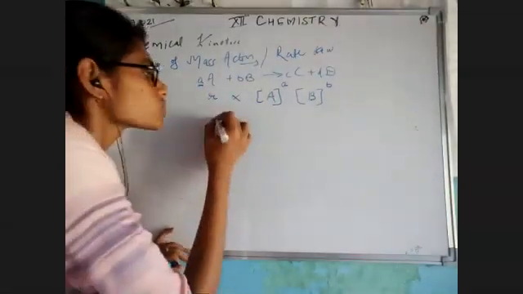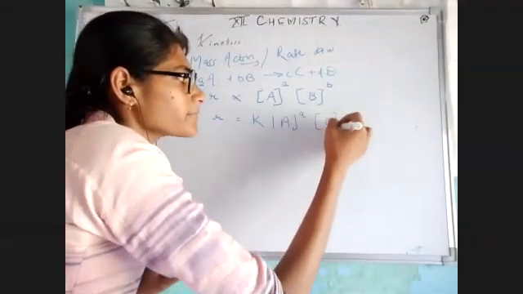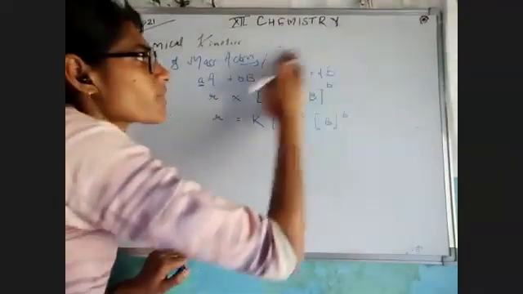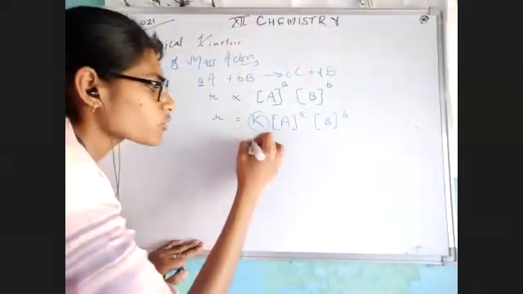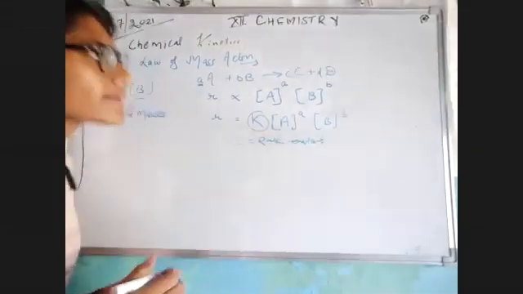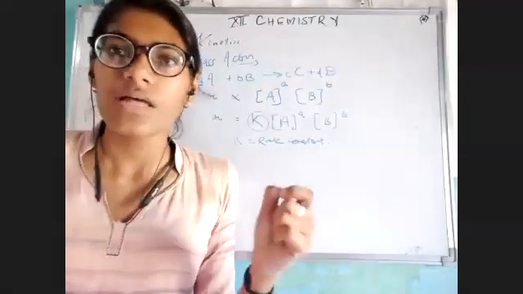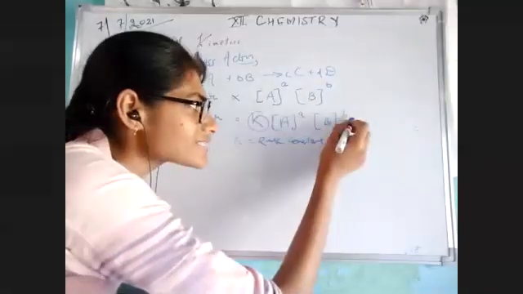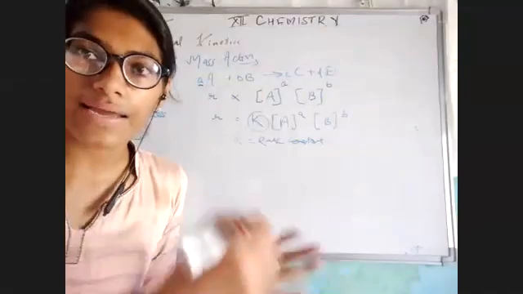So R is equal to K[A][B]. This is the law of mass action, not rate law. Now K is the proportionality constant, known as the rate constant. But this law of mass action has been changed into rate law with a simple twist. It tells us that this A and this B we have studied through experiment, through observation of our chemical reaction.